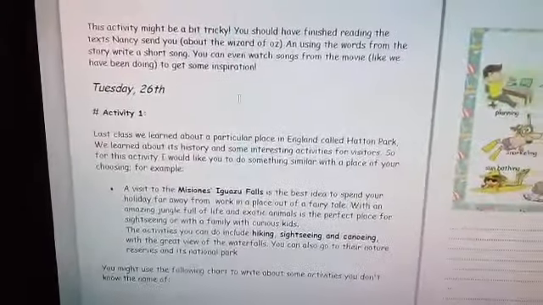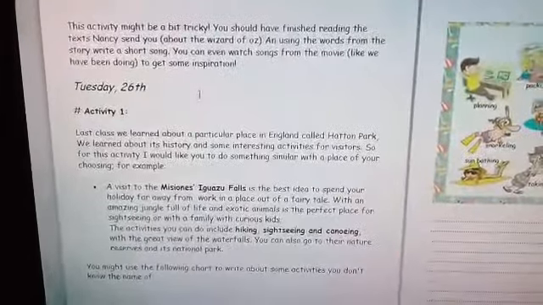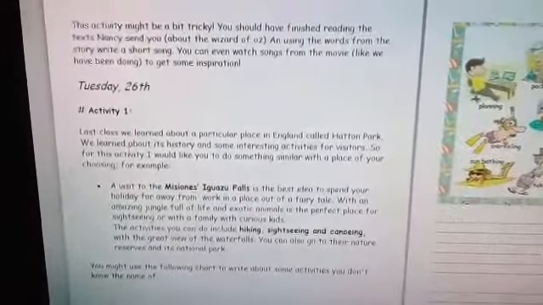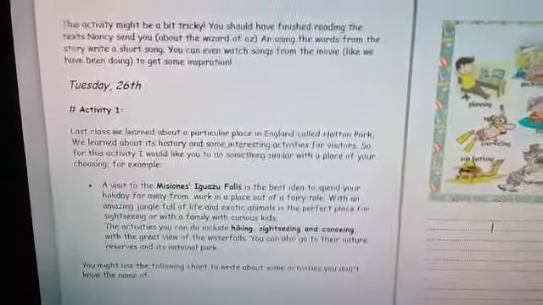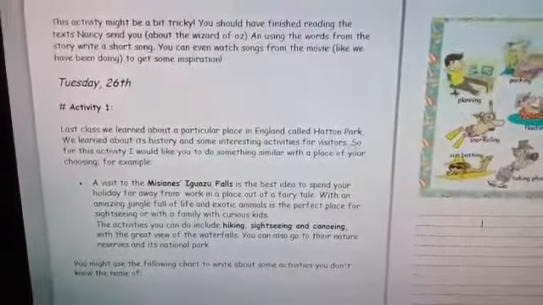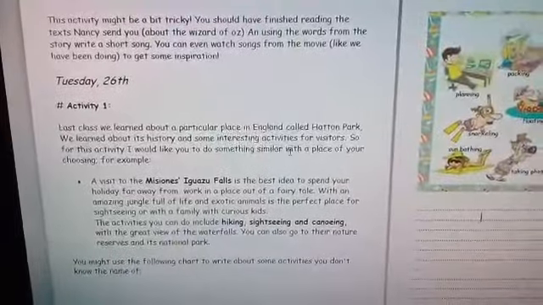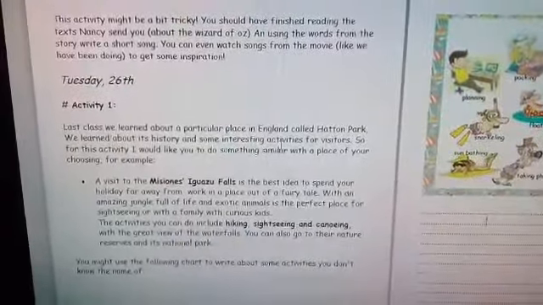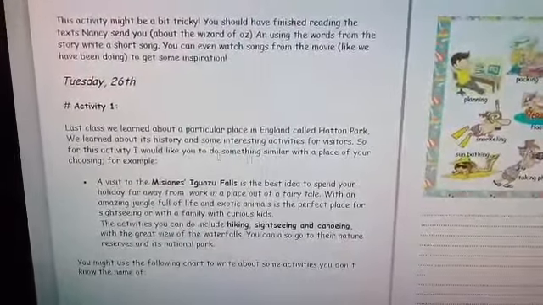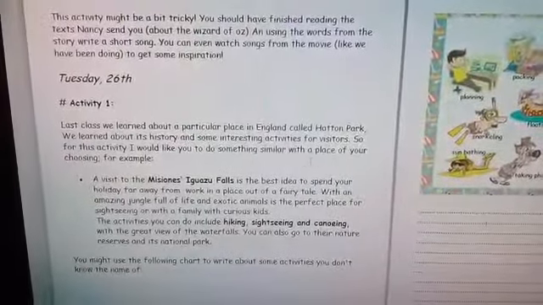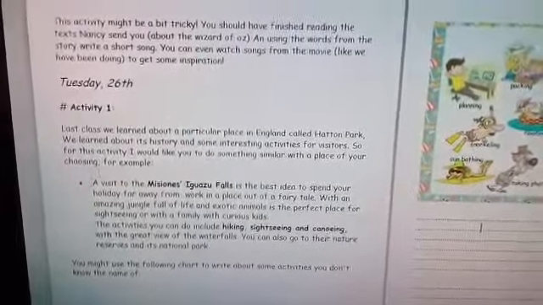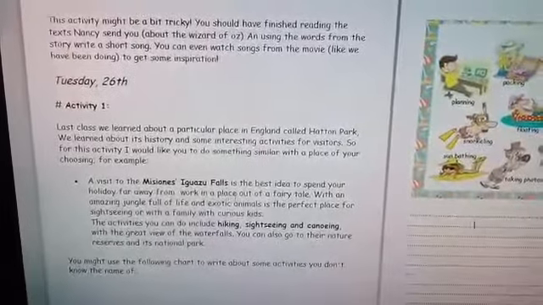Now for Tuesday, this is language. Last class we learned about a particular place in England called Hatton Park. So we learned history, some interesting activities, and so on. So for this activity, I would like you to do something similar with a place of your choosing. For example, I choose Misiones Iguazu Falls.